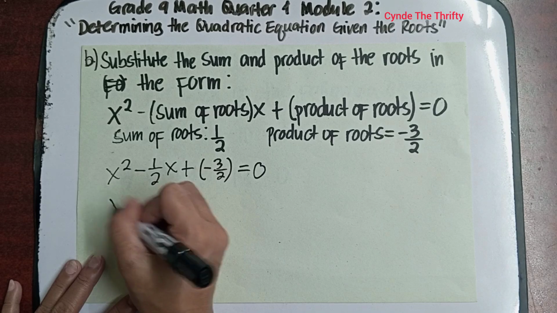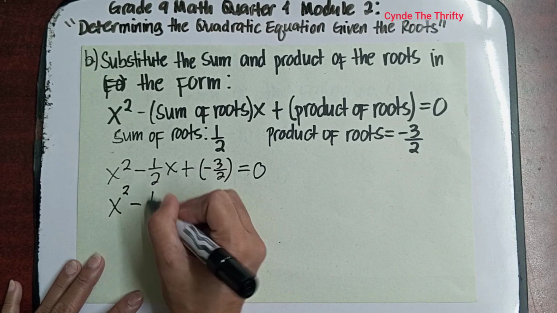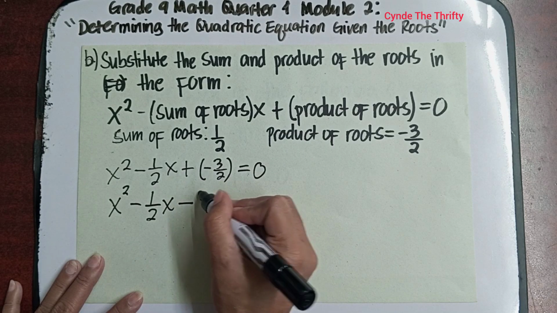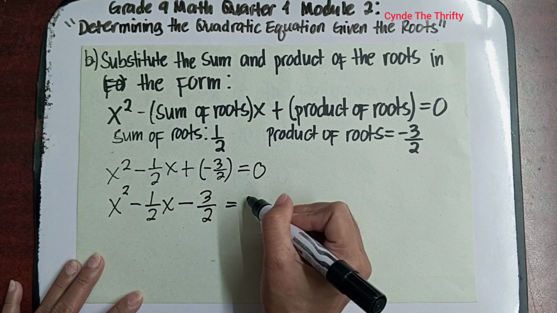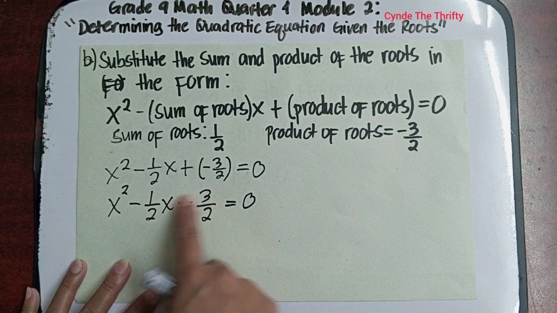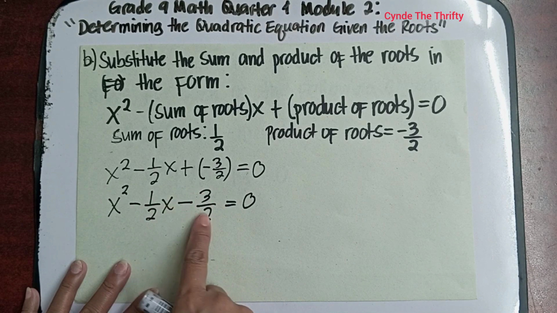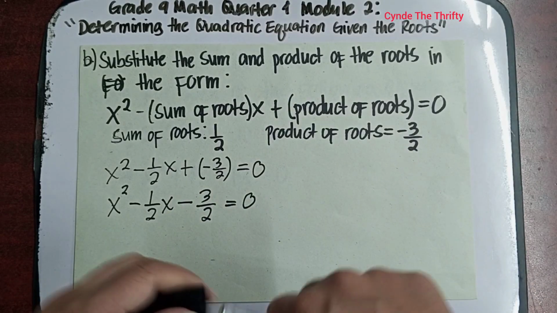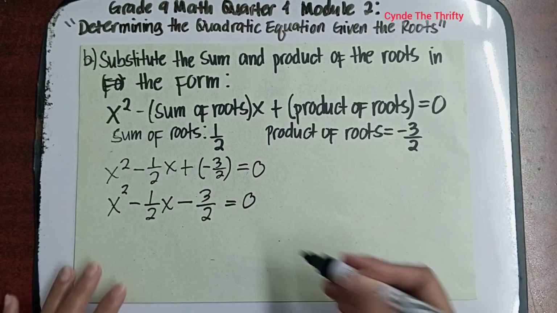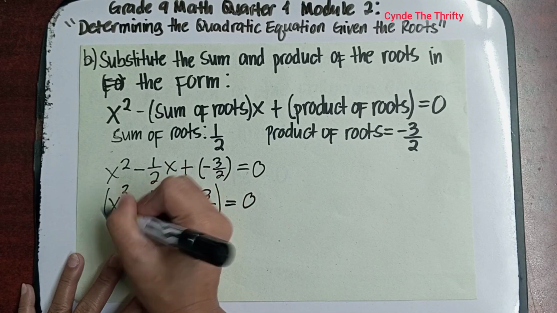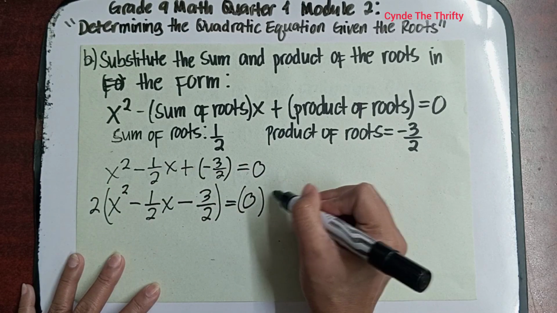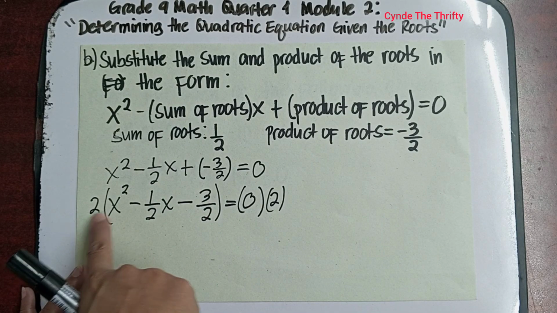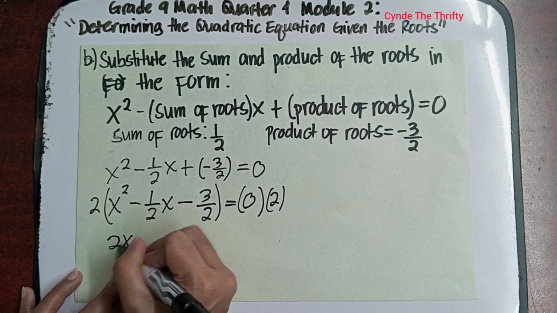Okay, simplify lang natin. So x squared minus 1/2 x, positive and negative is negative 3 over 2 is equal to 0. Ngayon, dahil meron tayong fraction dito sa ating equation, ang gagawin lang natin dahil pareho ang kanilang denominator na 2, ang gagawin natin is i-multiply natin both sides sa 2. Okay? So, i-multiply natin sila both sides sa 2. Pagkatapos, i-simplify natin. So, 2 times x squared is equal to 2x squared.